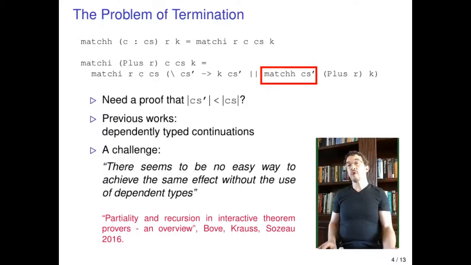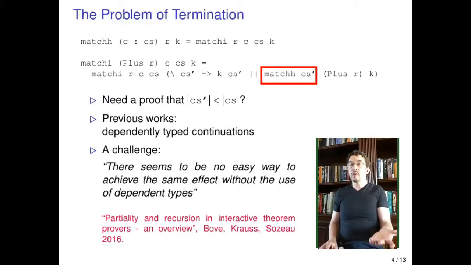So the problem of termination for this algorithm has actually been studied by a number of different previous works. You can sort of see the main problem right here in this little part that I pulled out from the code we were just looking at. So we have matchH that calls matchI, and matchI wants to call back to matchH in this red highlighted call site there, but it's calling it with this cs'. It's just a value it got from a continuation. The code has no idea, there's no obvious syntactic connection between cs' and cs. So it seems that you need something like a proof that the length of cs' is less than the length of cs or something like this.